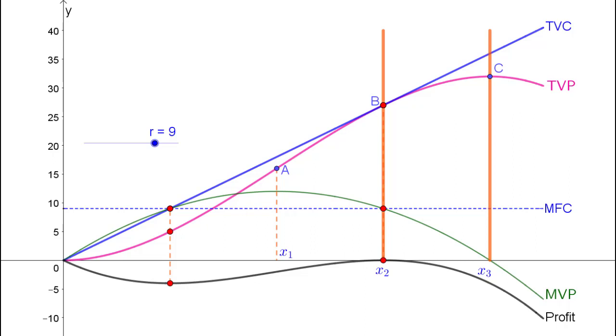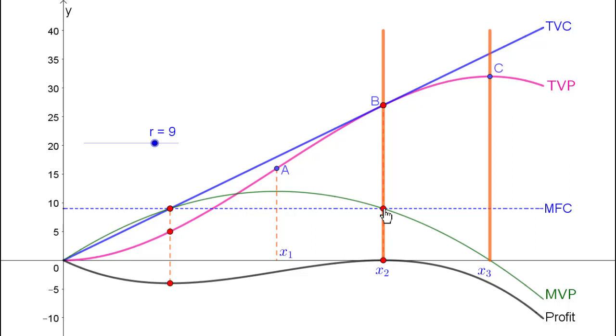So let's first assume that the input price is equal to 9 here. I put R equal to 9. And you can see at this input price, the TVC curve is intersecting with TVP at point B. And what does that mean? It means that the difference between those two curves is 0. So TVC equals TVP, profit equals 0. And we can see from this profit curve that at X2, your profit is exactly 0.